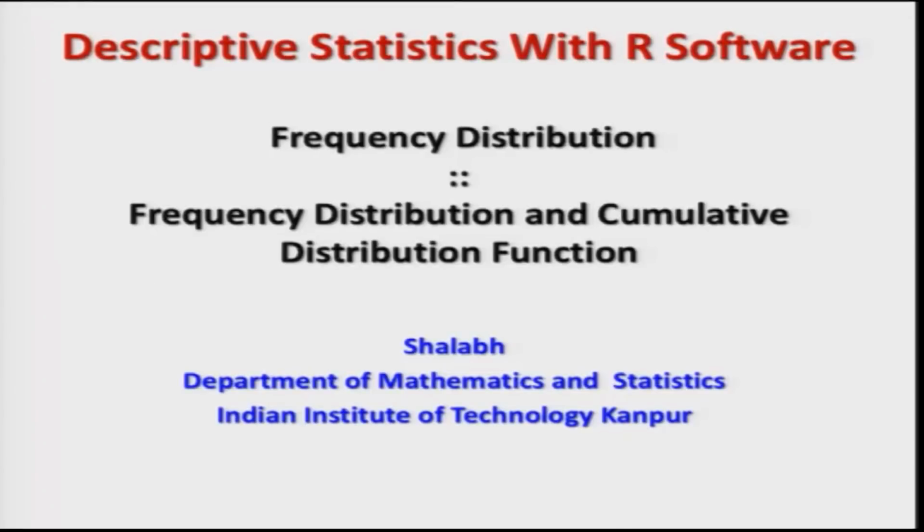Welcome to the next lecture on the course Descriptive Statistics with R software. You may recall that in the earlier lecture we started a discussion on the frequency distribution. We had understood the concept of absolute frequencies and relative frequencies, and we had put them in a table, what we call a frequency distribution. And once we are trying to construct the frequency distribution, we have different types of variable, discrete variable, continuous variable.